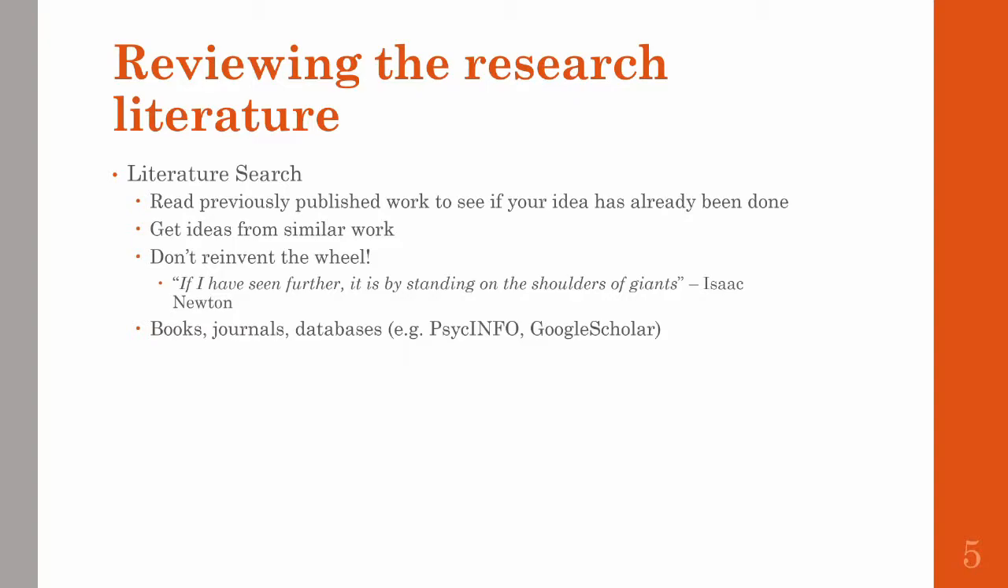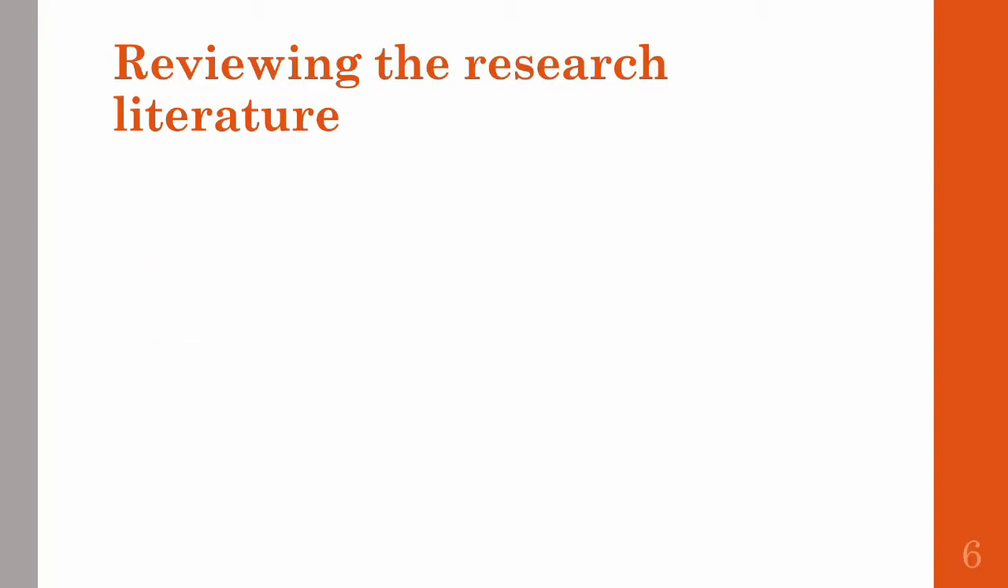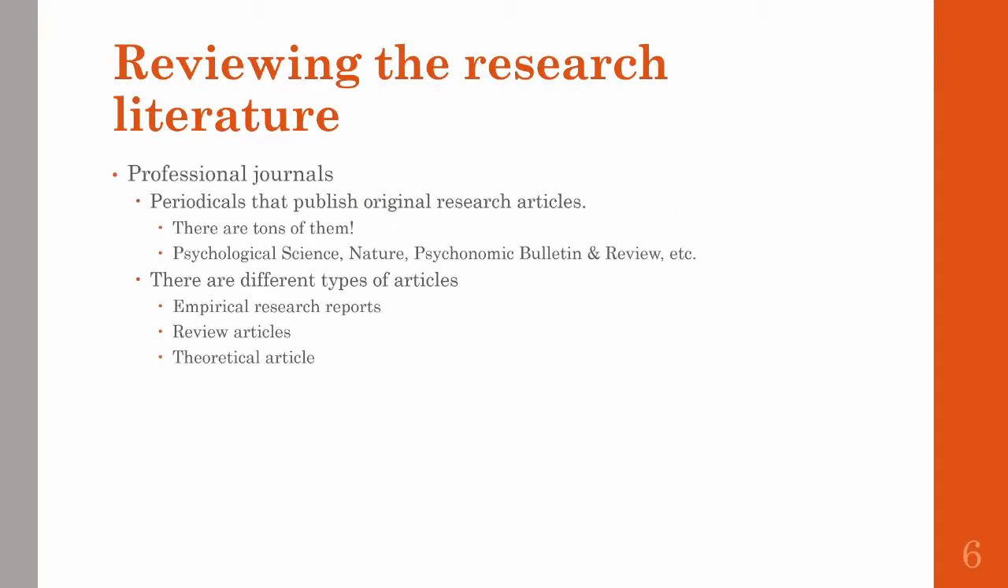Science is slow, but eventually we build up a substantial pool of evidence that we can take a step back from and synthesize together. The best way, in my opinion, to start a literature review is by searching through online databases such as PsycInfo or Google Scholar. You'll first want to search through professional journals. These types of journals publish original research articles. There are tons of journals on such a wide range of topics. Psych Science, Nature, Psychonomic Bulletin and Review are just a few examples in a sea of academic journals.